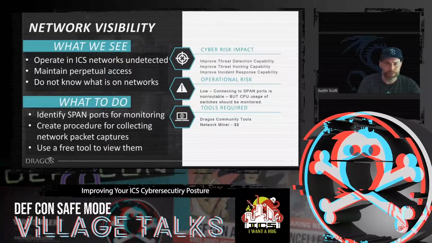Now onto network visibility. Another common issue that we see as a pen test or a red team is that we're able to operate within these ICS networks undetected. Once we're in them, there's usually very little or no visibility, so we can move about, move laterally, escalate privilege, take over the domain without any alarm bells going off, and maintain perpetual access as well.